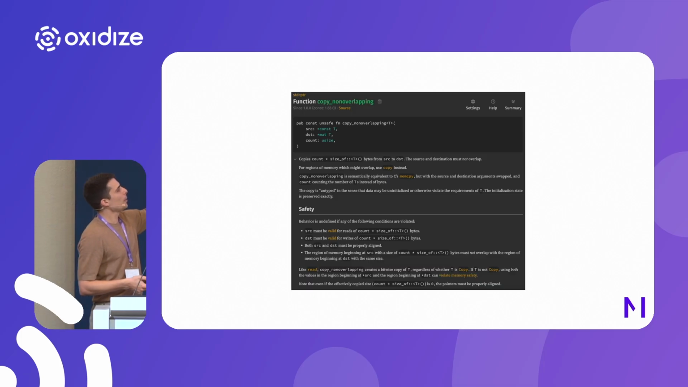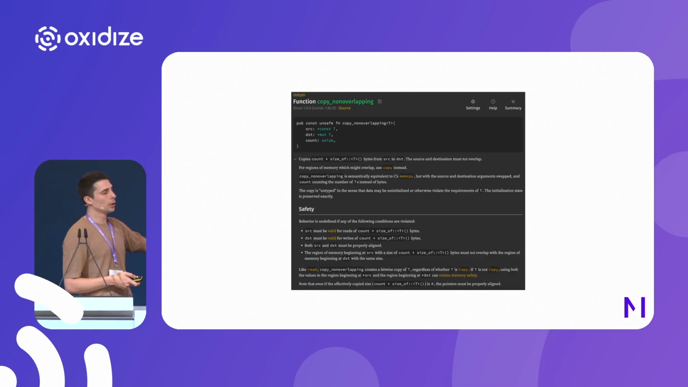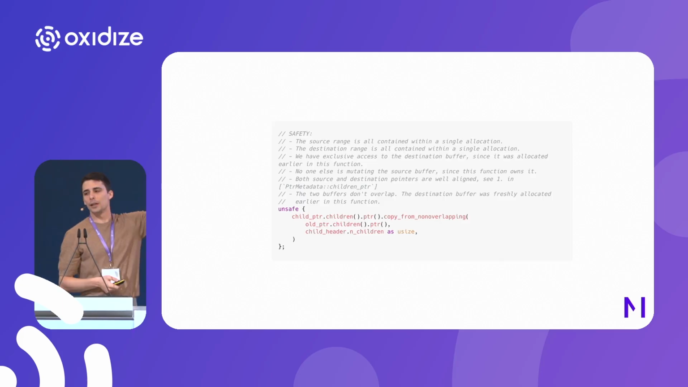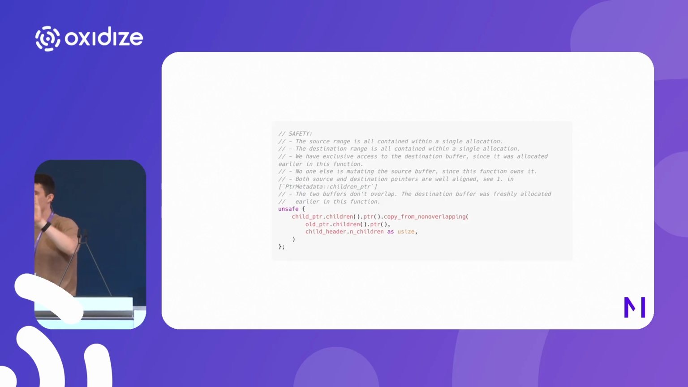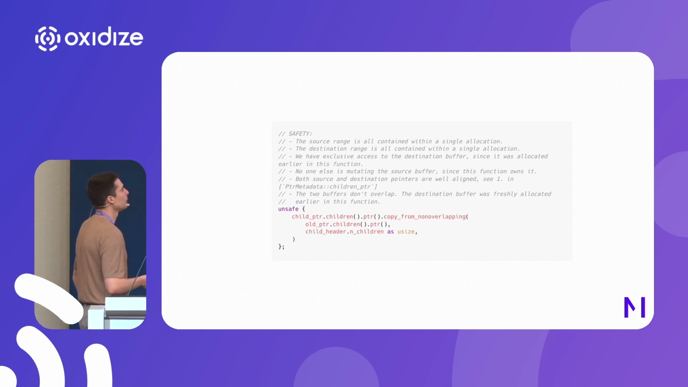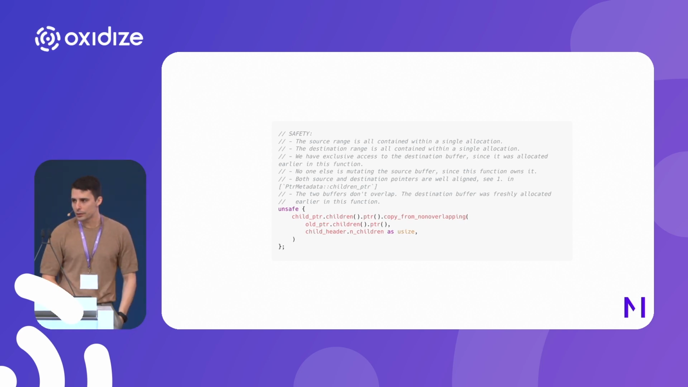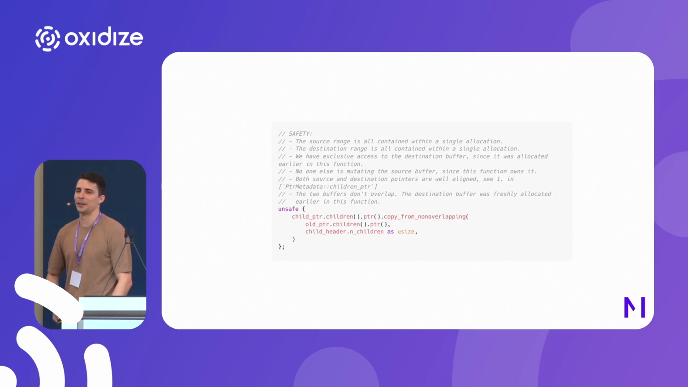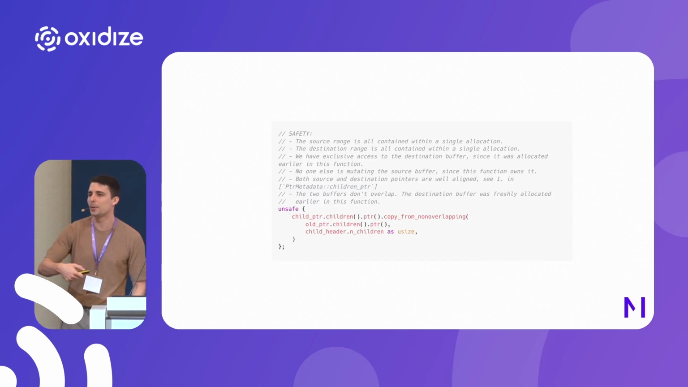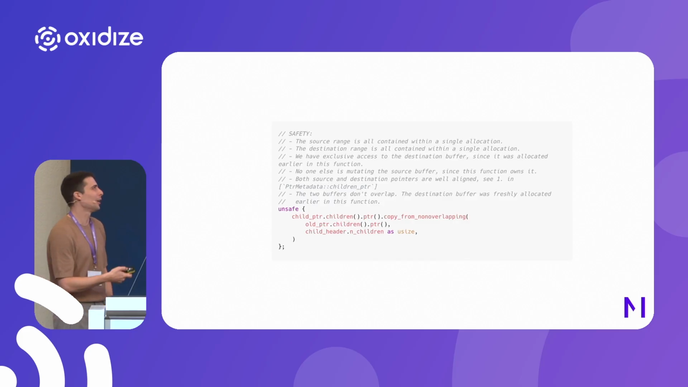So copy non-overlapping, here's a safety section with 4 bullet points. We want to find those bullet points or more in the safety invocation. And we want to make sure that when we line them up, everything has been properly taken care of. But doing this is very tedious. Like, it forces you to write a lot of safety comments. That is 9 lines for a single unsafe block. Multiply that by 100, it's a lot of lines.